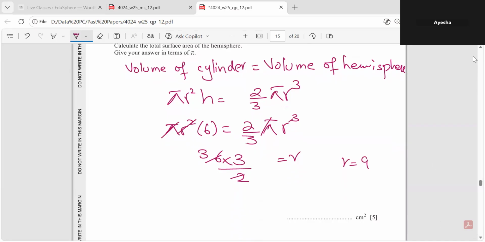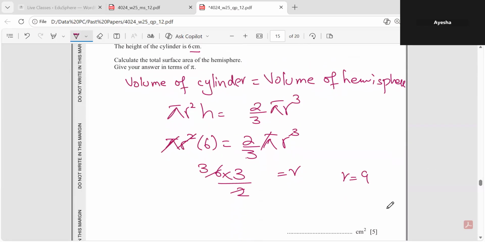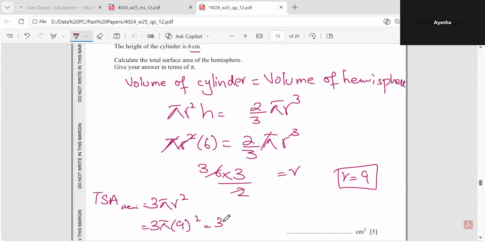Now what we had to actually calculate is the surface area of the hemisphere. This is just the radius. Now using this radius, we're going to calculate the total surface area of the hemisphere. So TSA of the hemisphere is equal to 3 pi r square. We are not using the value of pi, so r is 9, and it will be 3 pi 81. So we multiply 3 with 81, which is 243 pi. So we write 243 pi centimeter square.